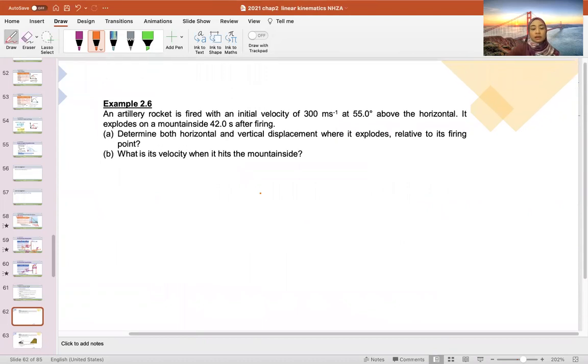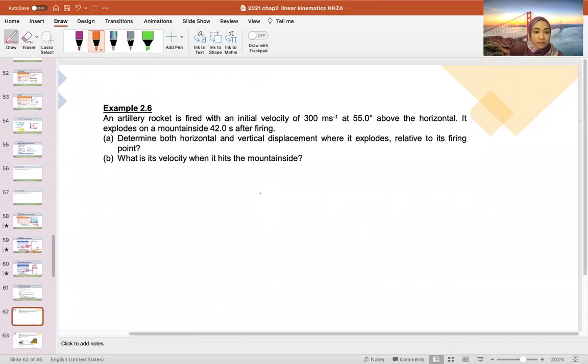Let's do one. Example 2.6. An artillery rocket is fired with an initial velocity. What is an artillery rocket? I don't know. But the picture given looks like a tank, so imagine a tank. I really don't know what it is.